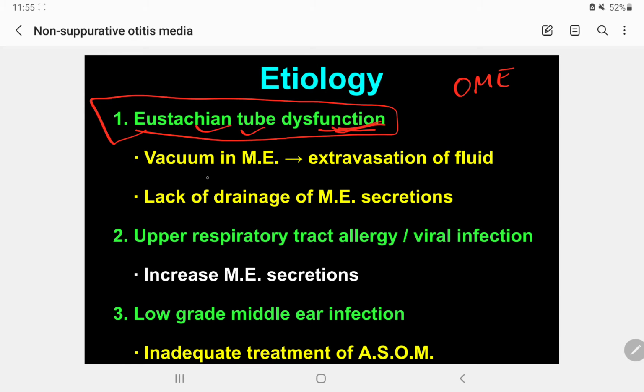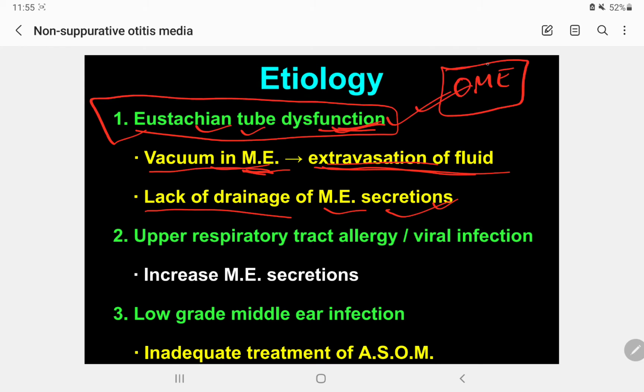So how does this work? If there is a vacuum in the middle ear, so if there is no aeration in the middle ear, then what will happen? It will cause extravasation of the fluid, and in case of lack of drainage of the middle ear, the secretions can't be drained, right? So there will be lack of drainage of the secretions, that will lead to eustachian tube dysfunction, that will lead to otitis media with effusion.